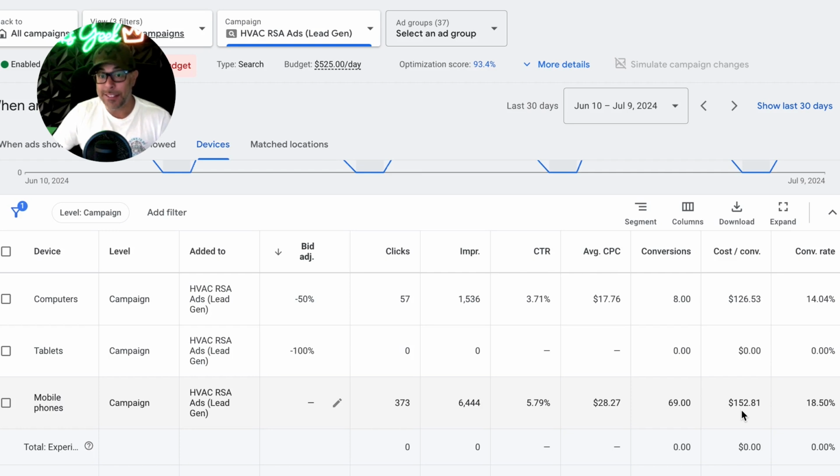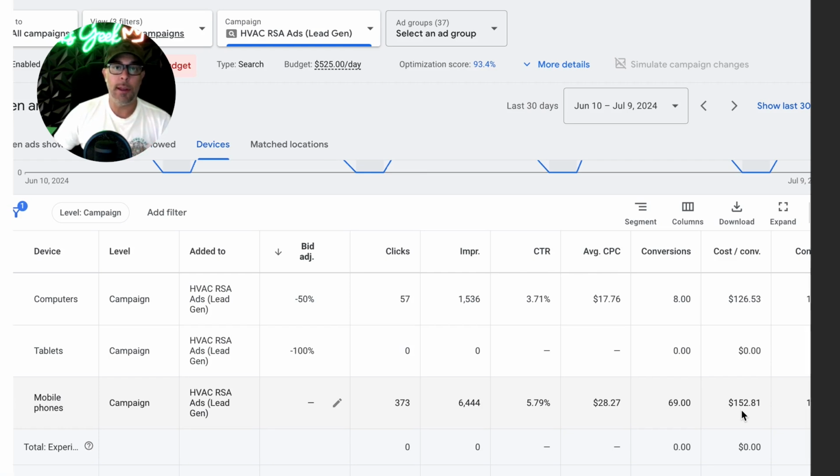And if not, Facebook ads is doing really, really well in this space as well for us right now. And I'm actually going to case study a Facebook HVAC campaign with messenger ads in the next couple days. So keep an eye out for that, guys.